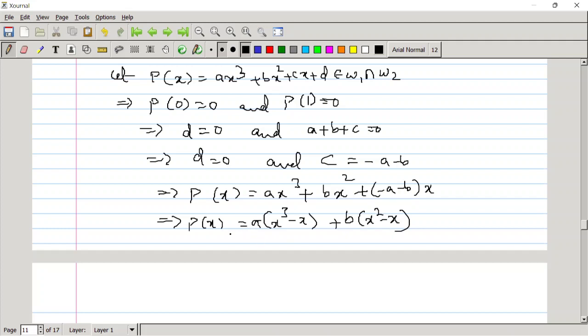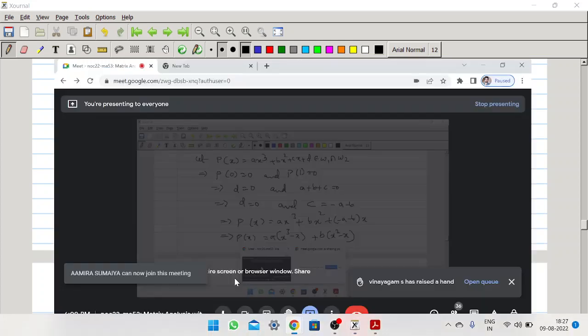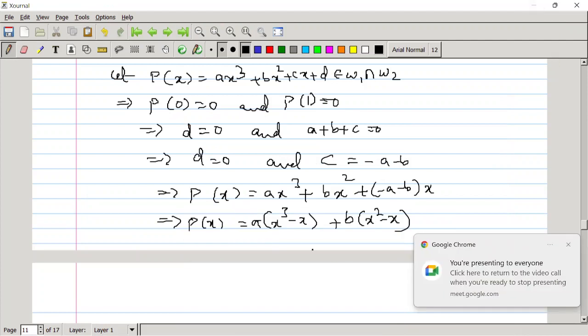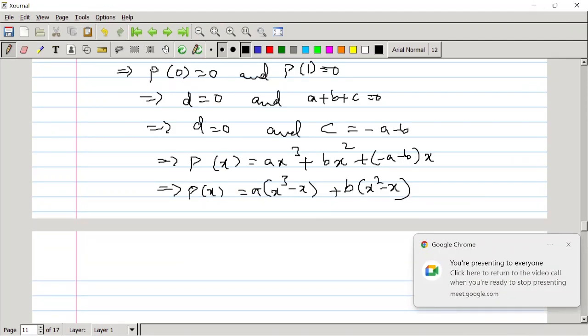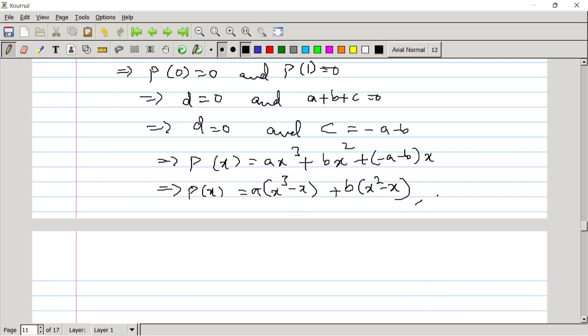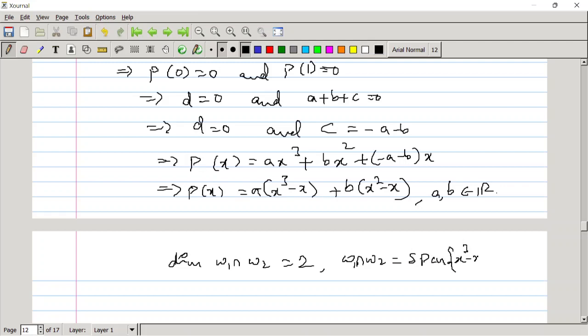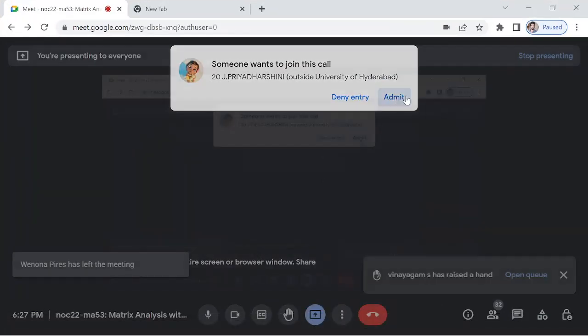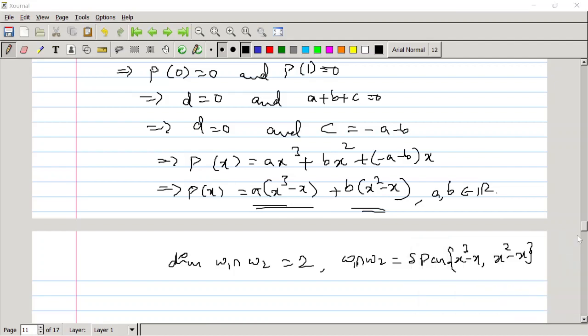So what we have here is, any polynomial in W1 intersection W2, p of x, should be in the form of some scalar times x cube minus x plus some scalar times x square minus x, because a and b belong to R. So the dimension of W1 intersection W2 is 2, and W1 intersection W2 is equal to the span of the two vectors x cube minus x, x square minus x. This is the third problem.